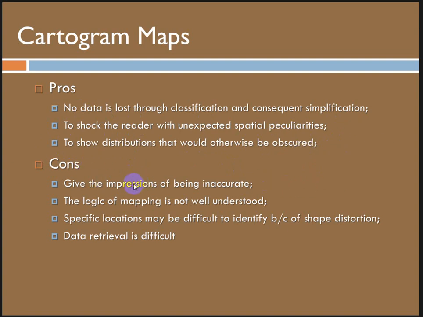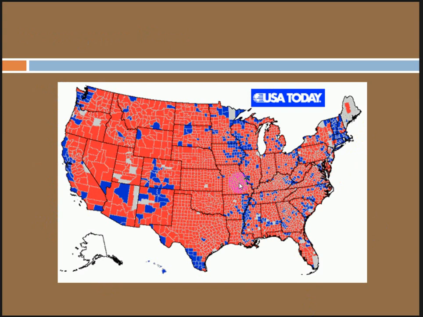The cons are they do look messy and they do look relatively inaccurate unless you understand what's really going on. The logic is complicated, and sometimes you just lose track of things because of the distortion. You also can't go back from that and compare the color or the size to any kind of a legend, extract actual information, so that can be frustrating.